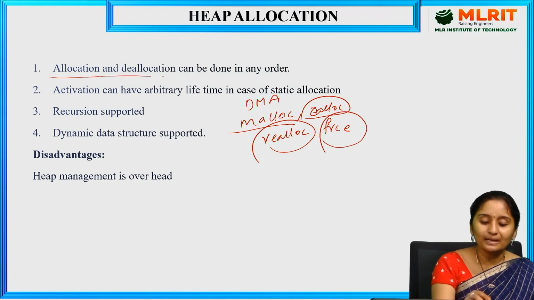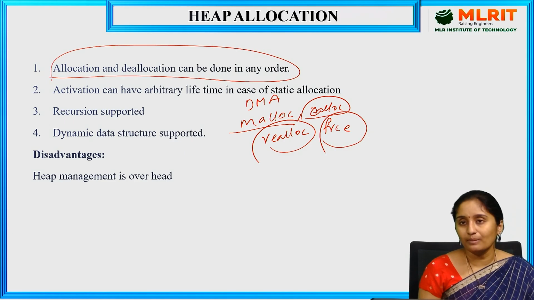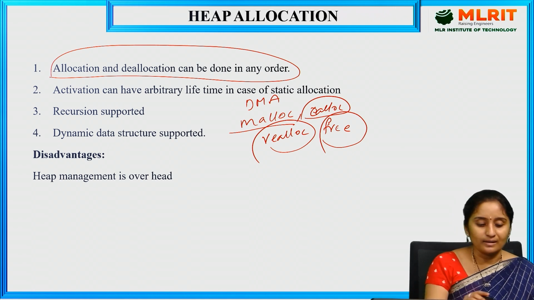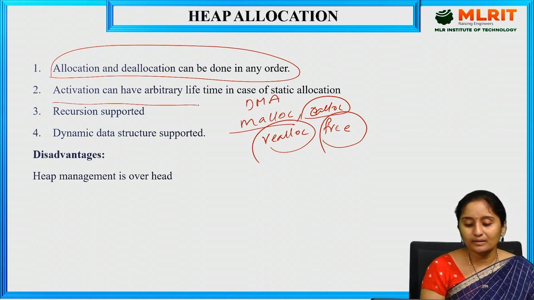So here the allocation and deallocation can be done in any order. Based on the question or the program, memory will be allocated and deallocated in any way. That won't be known to us. So an activation can have an arbitrary lifetime.